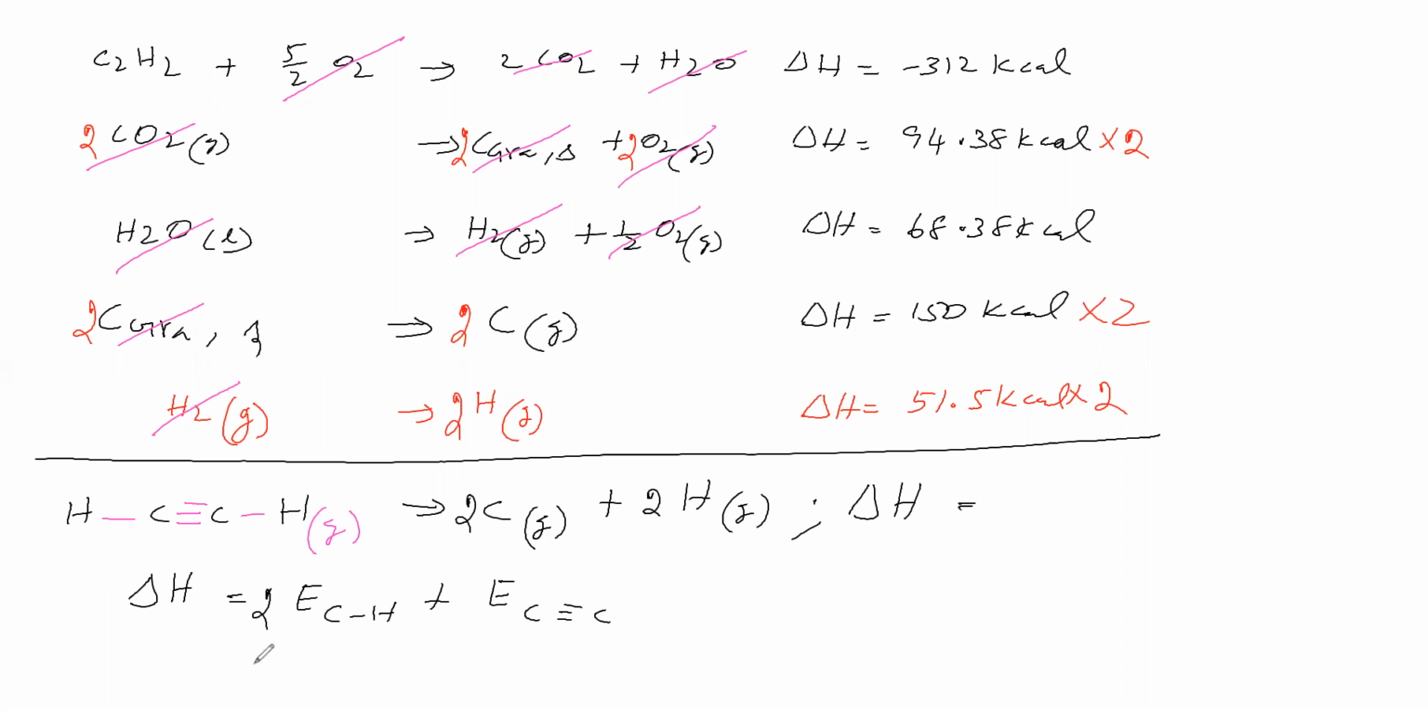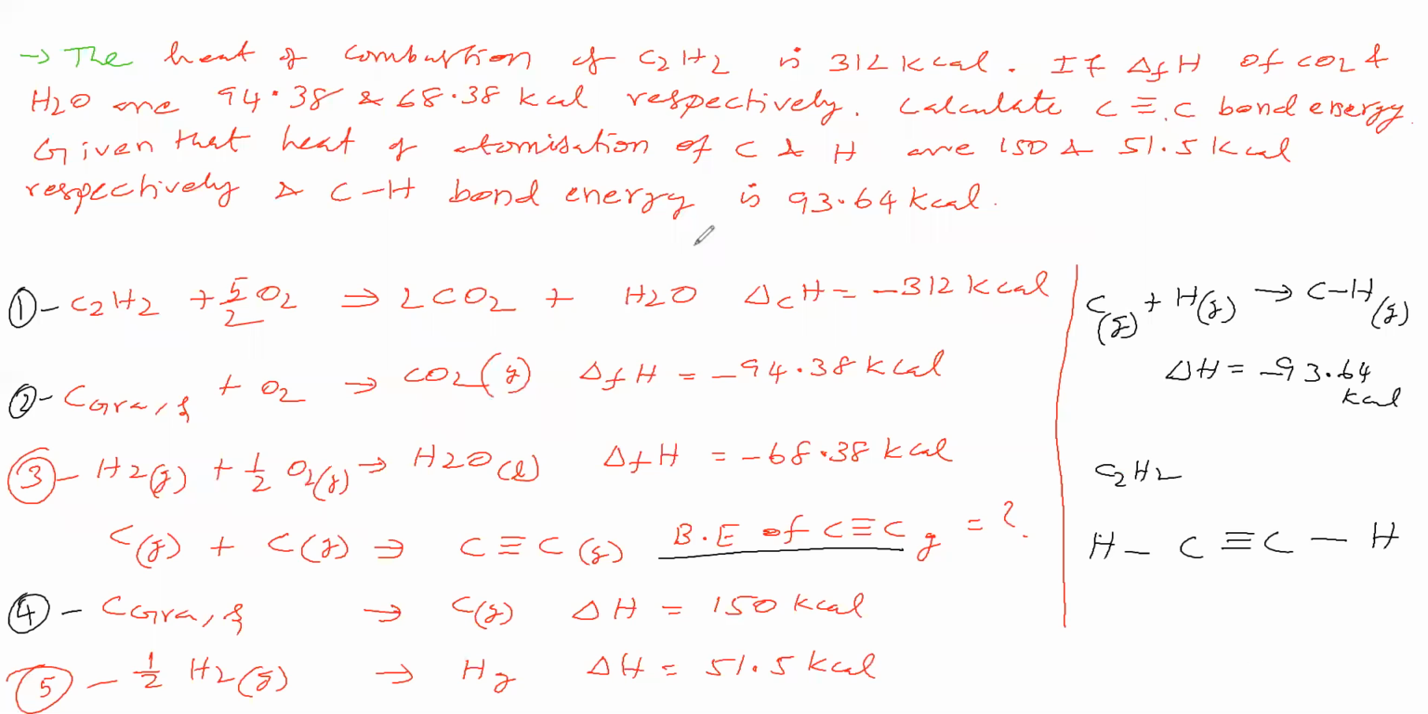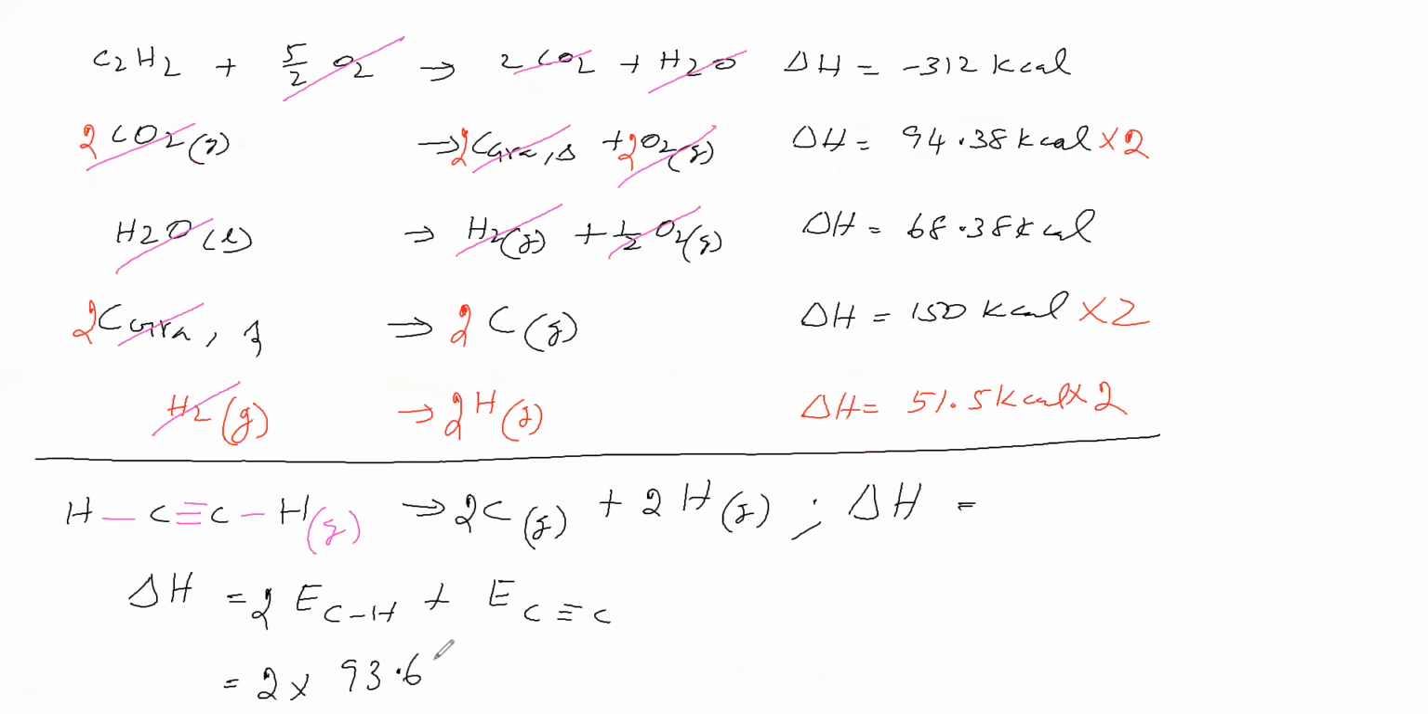Now we know the delta H value. Then the CH bond energy we know: 93.64 kilocalories is given, and we substitute it. From this we can calculate the bond dissociation energy of the CC triple bond, because we know the delta H value. So the bond dissociation energy of the CC triple bond is 160.86 kilocalories.